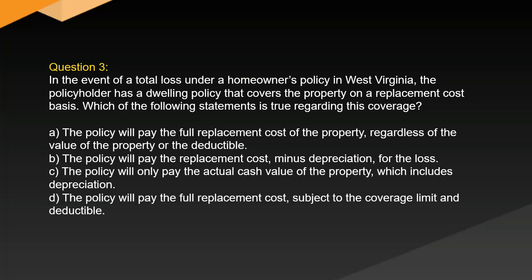Question 3. In the event of a total loss under a homeowner's policy in West Virginia, the policyholder has a dwelling policy that covers the property on a replacement cost basis. Which of the following statements is true regarding this coverage? A. The policy will pay the full replacement cost of the property regardless of the value of the property or the deductible. B. The policy will pay the replacement cost minus depreciation for the loss. C. The policy will only pay the actual cash value of the property, which includes depreciation. D. The policy will pay the full replacement cost subject to the coverage limit and deductible.